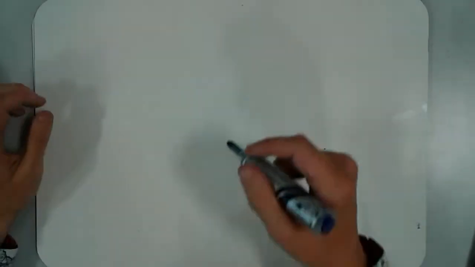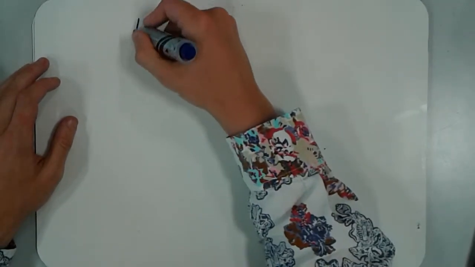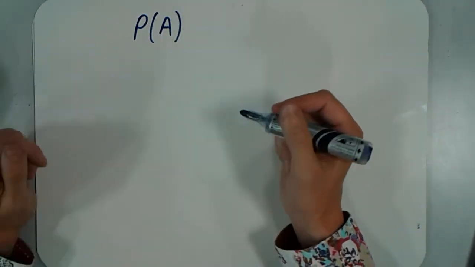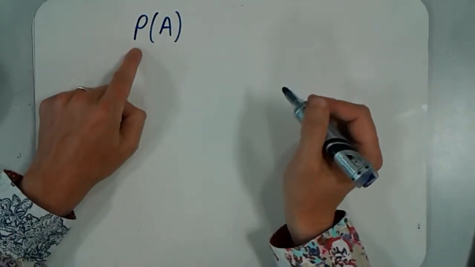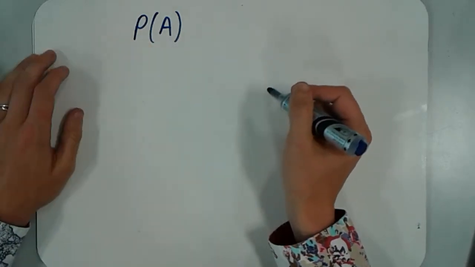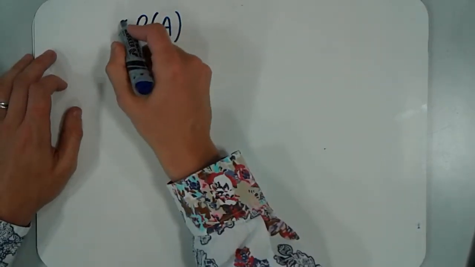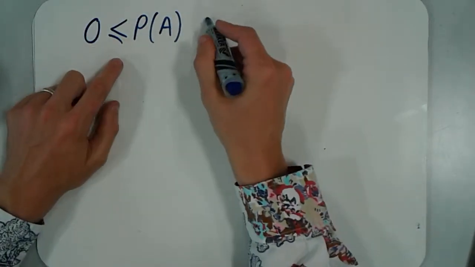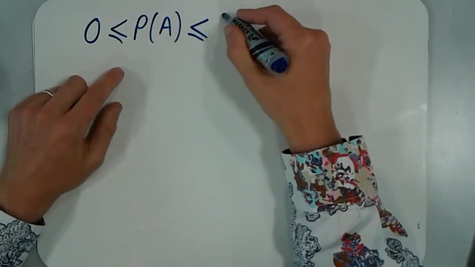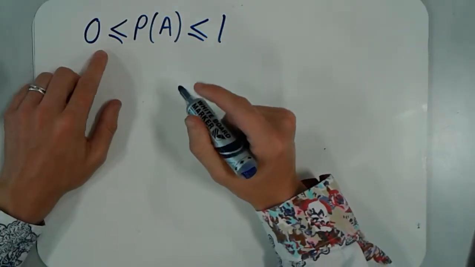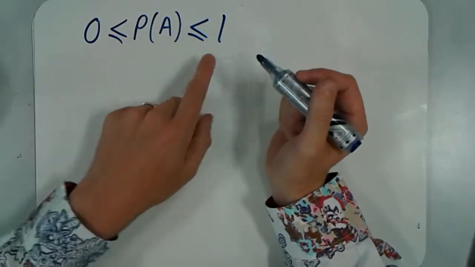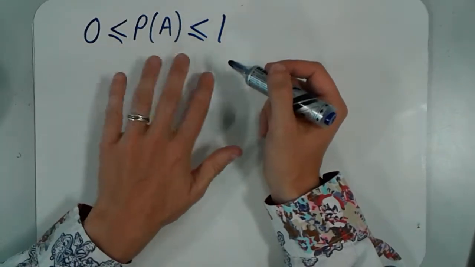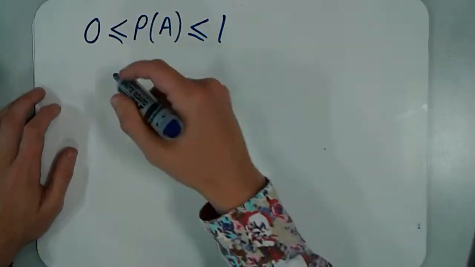Let's look at probability and let's start with the notation. Our way of saying the probability of event A is this. That just says the probability that event A occurs. A few standard facts that we should know. The probability of A must be between 0 and 1. 0 meaning that the event A is impossible, 1 meaning that the event A is certain. Most events will be somewhere in between 0 and 1.